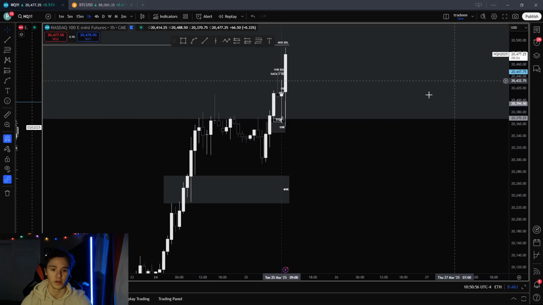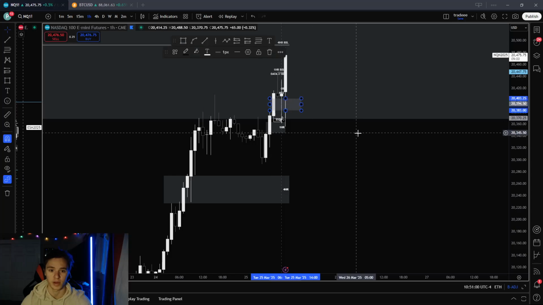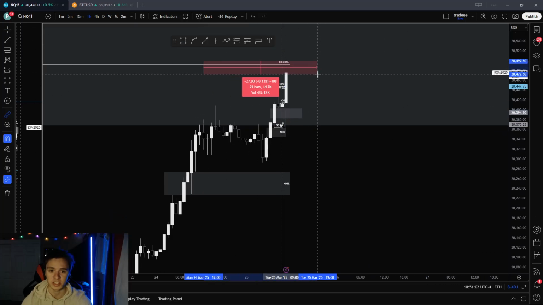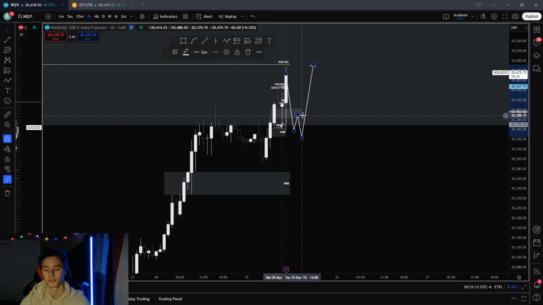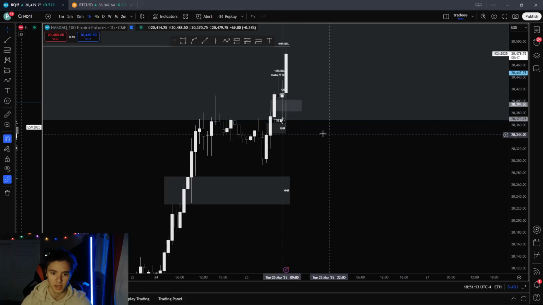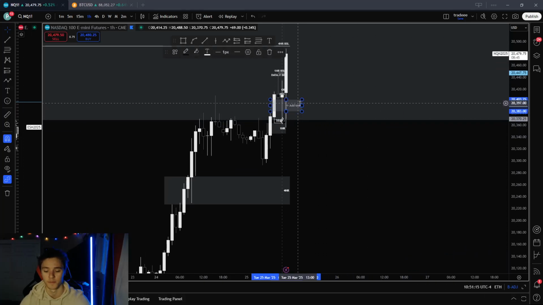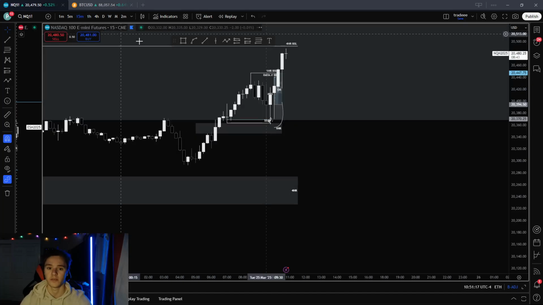Coming into the market open, I noticed we had this 1 hour fair value gap here, and we also had a 1 hour fair value gap right here as well. So with this being my drawn liquidity, I was looking for a pullback into these higher time frame fair value gaps to find the internal model and then take a long to the upside, and that's exactly what we got.